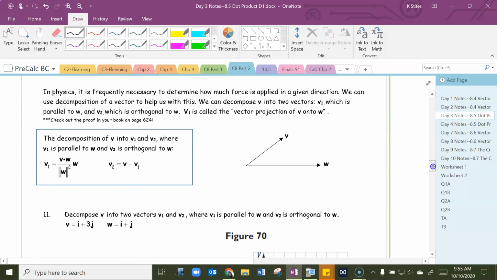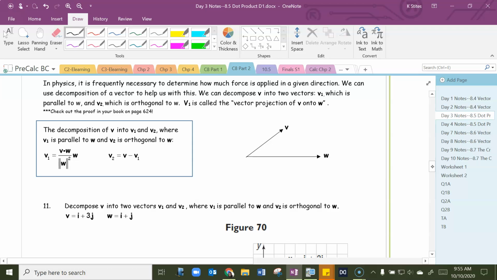The last thing that we're going to talk about is something physics related. In physics, it is frequently necessary to determine how much force is applied in a given direction. We can use something called decomposition of a vector to help us with this. What we do is we decompose V into 2 vectors. We call V1, which is parallel to W, and V2, which is orthogonal to W. We call V1 the vector projection of V onto W.